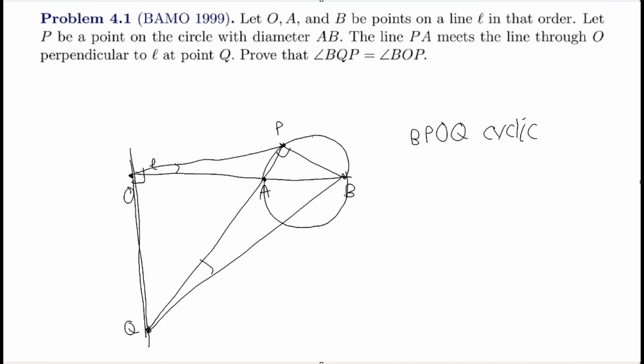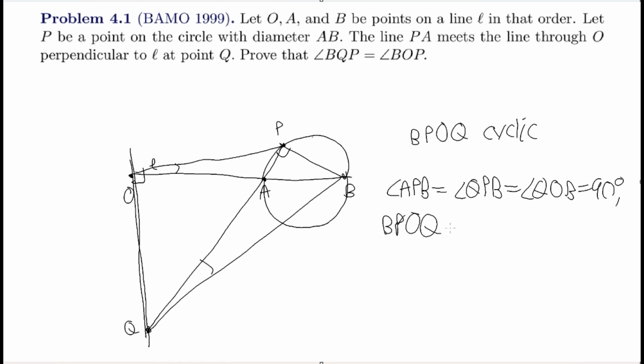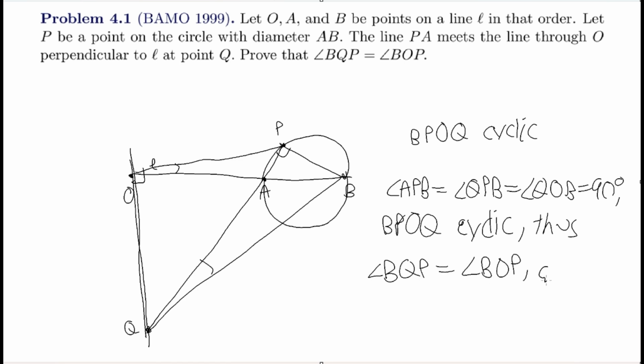And here's what a very concisely written proof would look like. Because angle APB equals angle QPB equals angle QOB equals 90 degrees, we know that BPOQ is cyclic. Thus, we have angle BQP equals angle BOP as needed.